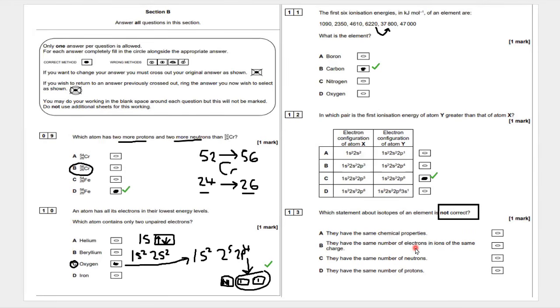They have the same number of electrons in ions of the same charge. Yeah, that's going to be true as well. They have the same number of neutrons. Hopefully you all know this is GCSE. Isotopes have a different number of neutrons and the same number of protons, so they don't have the same number of neutrons. That is the incorrect answer. Okay, let's move on.